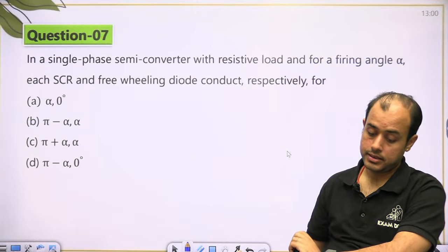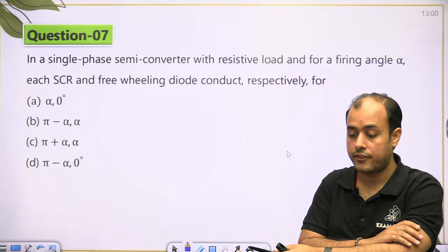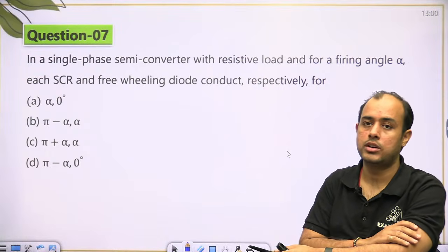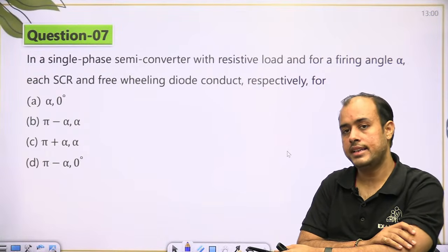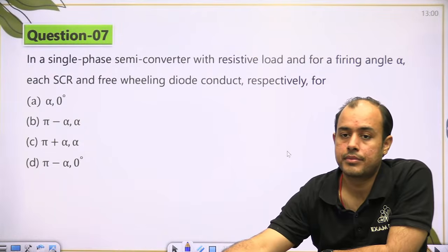Okay. Chalo next. In a single phase semi converter with R load and firing angle alpha, each SCR and freewheeling diode conduct for. Each SCR and freewheeling diode will conduct for. बताओ.